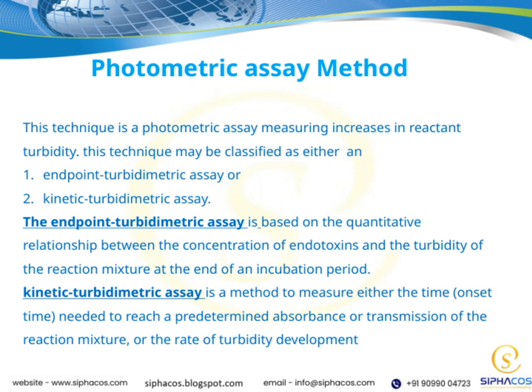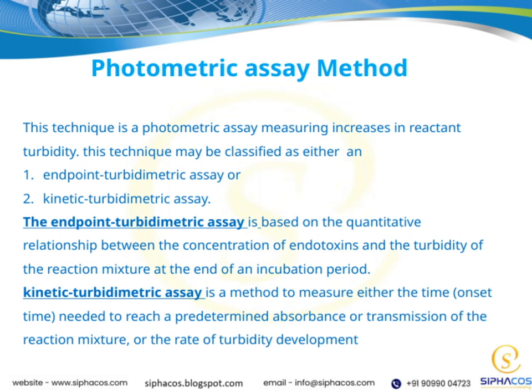It measures either the time it takes to reach a certain level of absorbance or transmission, often called the onset time, or it looks at how quickly the turbidity develops over time. This provides insight into how rapidly the reaction occurs, which can be useful for different analytical purposes. Both methods use photometry to detect changes in turbidity, making it a valuable technique for assessing endotoxins in various samples. It's a versatile approach that connects the reaction's physical changes with quantitative data, fitting neatly into our overall goal of accurate, reliable endotoxin detection.